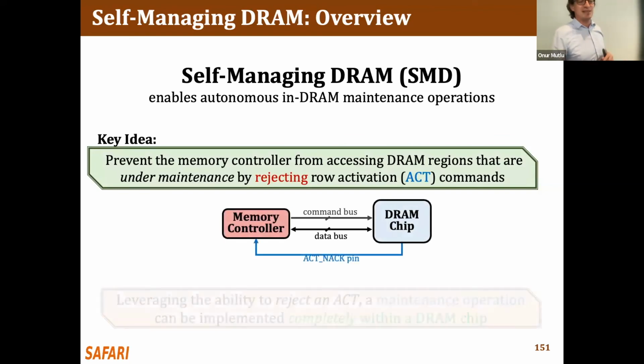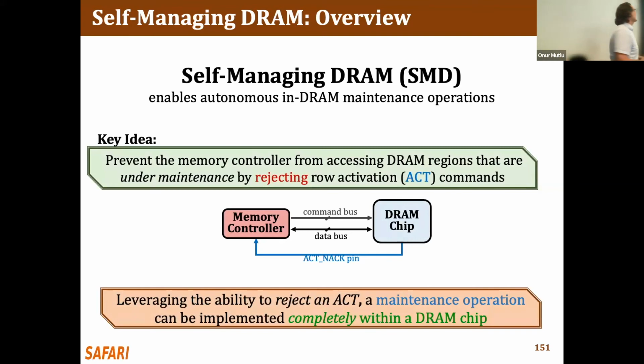We have an NAC pin essentially. Leveraging the ability to reject and activate, a maintenance operation like RowHammer mitigation can be implemented completely within a DRAM chip. And I believe this is a good partitioning of the duties, let's say.